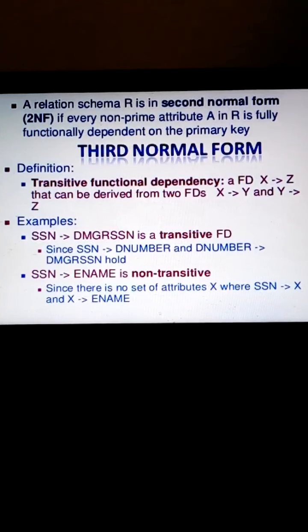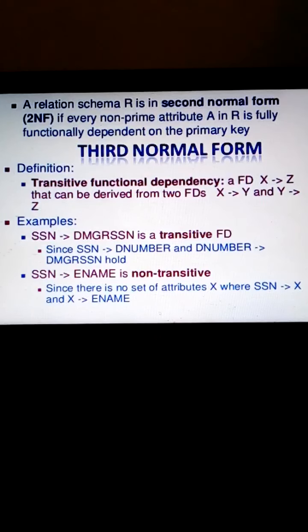Now comes the third normal form. By definition, there is a transitive functional dependency we have already discussed. A functional dependency X tends to Z can be derived from two other functional dependencies, that is X tends to Y and Y tends to Z. So according to transitive functional dependency, we can say X tends to Z. So in third normal form, we have transitive functional dependency.